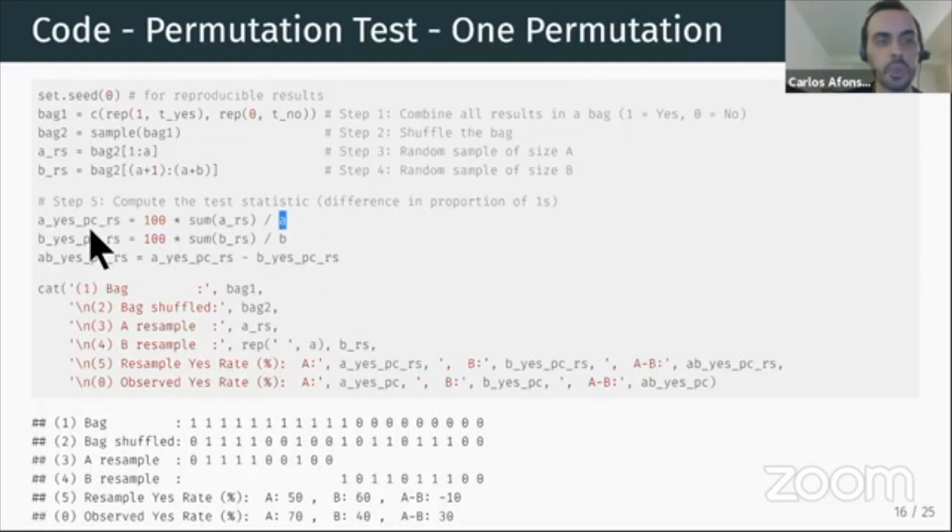So we get the yes percent rate for the resample in A, and the yes percent rate for the resample in B. And then we can compute our test statistic, which is the difference of those yes percent rates of A minus B. And now we get a new value for our test statistic.